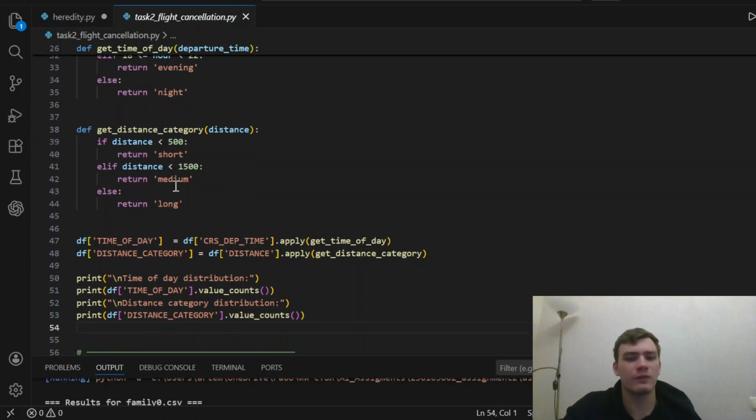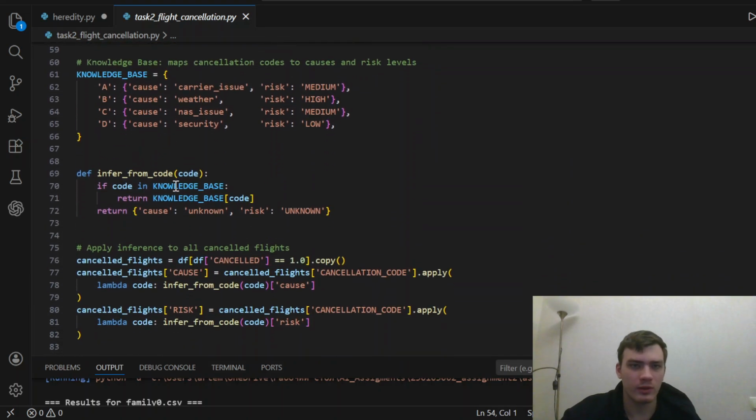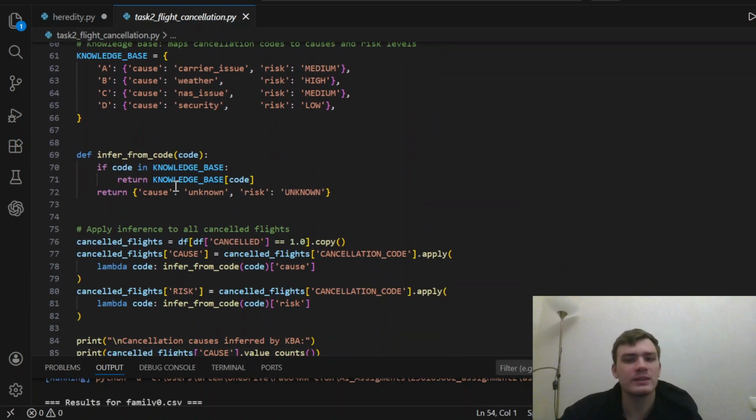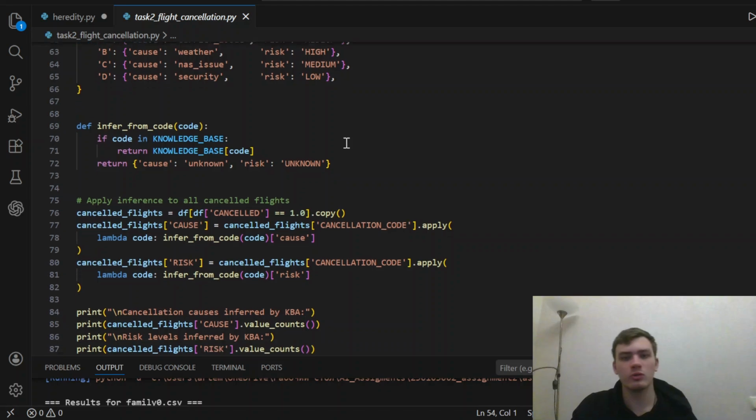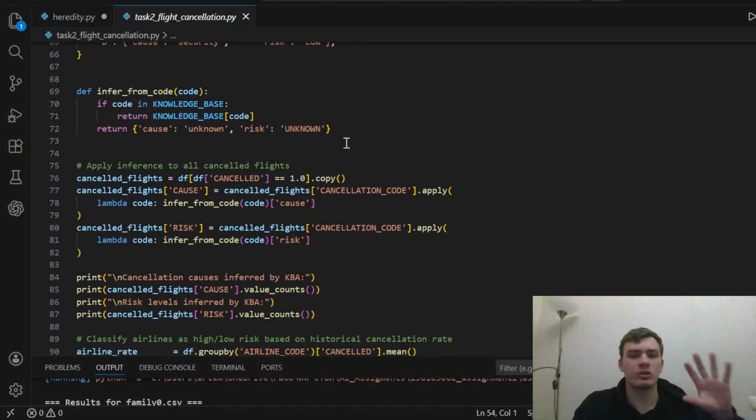So the first component is the knowledge base agent. Here is how it looks. It's a dictionary called knowledge base that implements logic rules. The rule looks like this. If the cancellation code is B, then the cause is weather and the risk is high. If the code is A, carrier issue, risk is medium. And the propositional logic here is simple. It's if something, then something. If weather, then high risk.